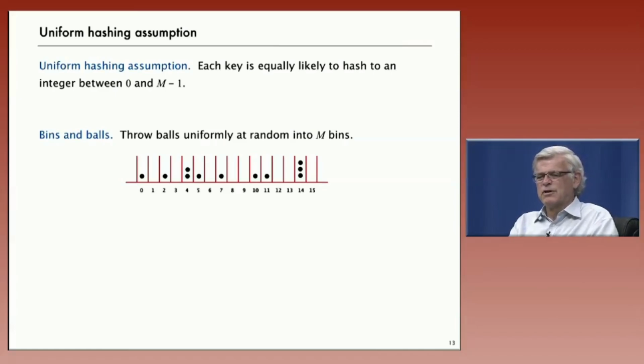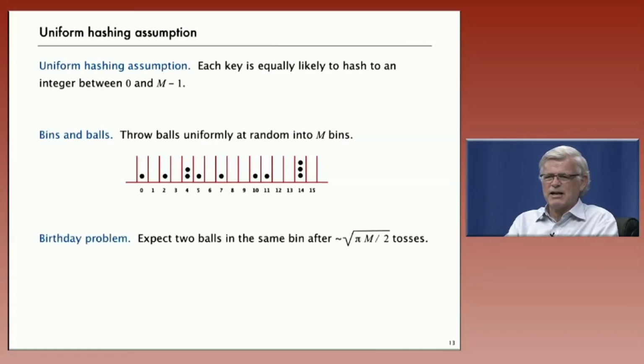And these things are studied in classical combinatorial analysis. For example, there's the birthday problem: how many balls do you throw before you find 2 hitting the same bin? When do you get the first collision? And the answer to that is it's about square root of pi m over 2.